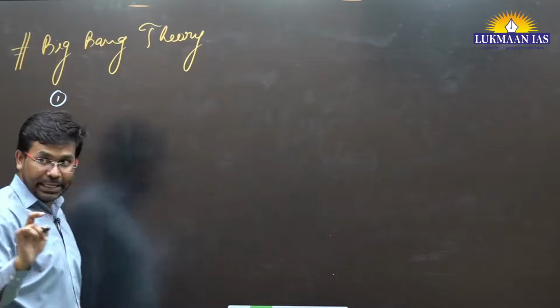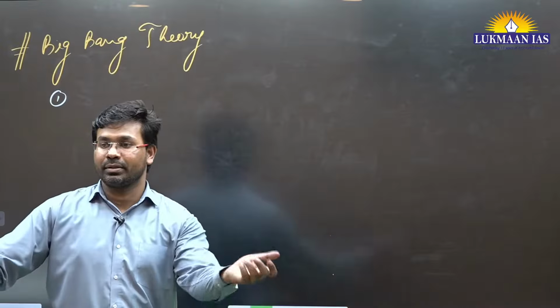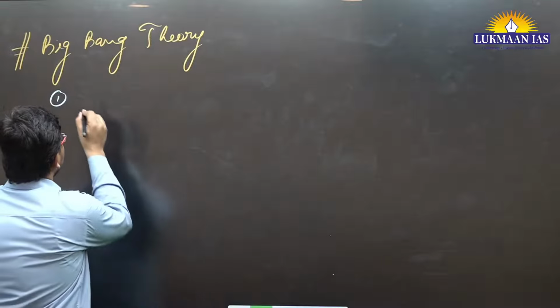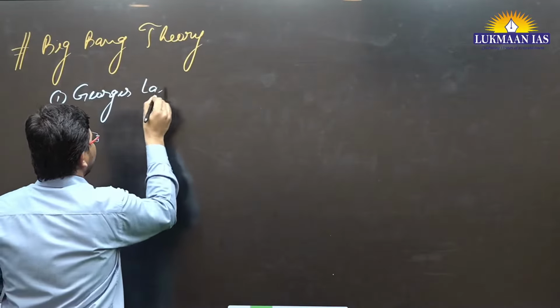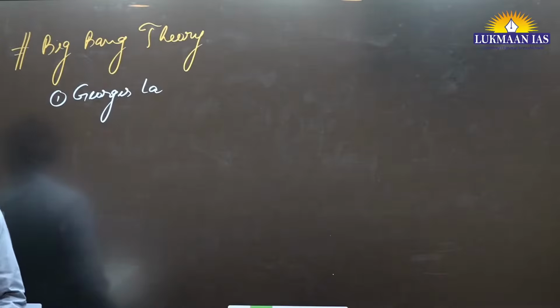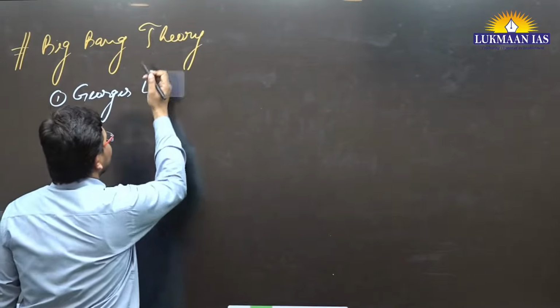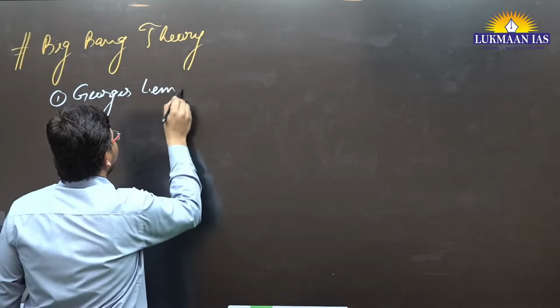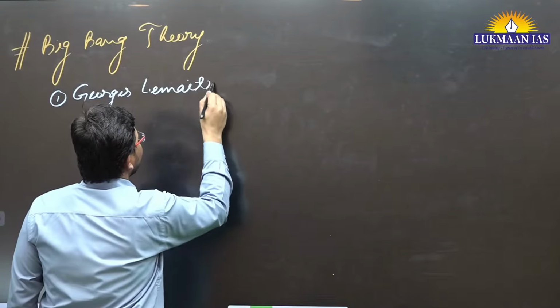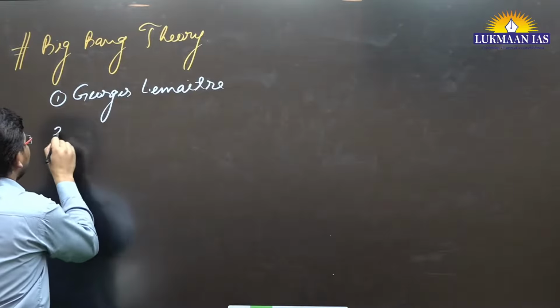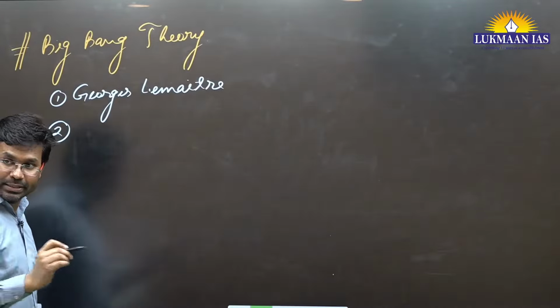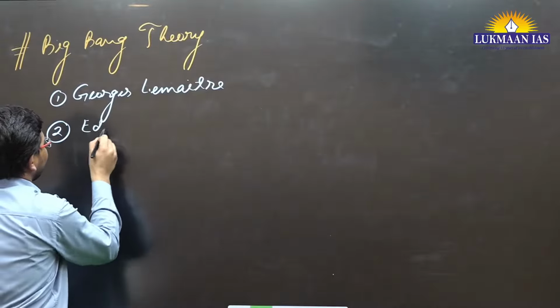Which personalities have we discussed? Can you tell me the names of those people? Georges Lemaitre. What is the spelling? L-E-M-A-I-T-R-E. This is TRE. Okay, Georges Lemaitre. Then the second person that we have discussed is Edwin Hubble.